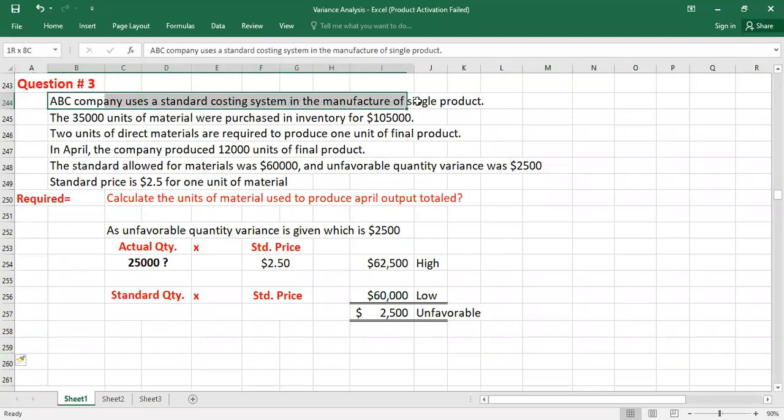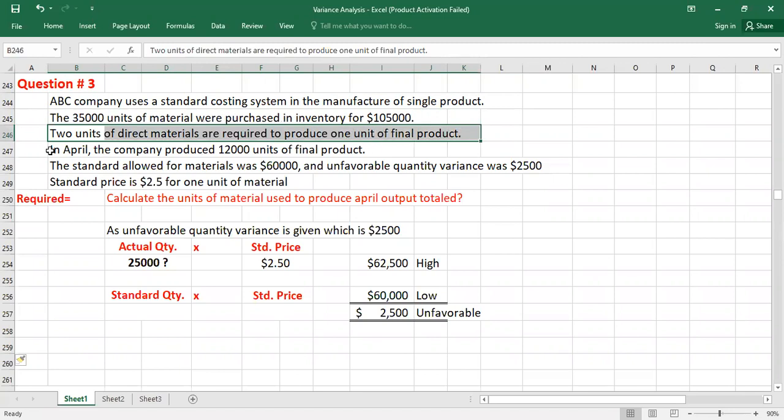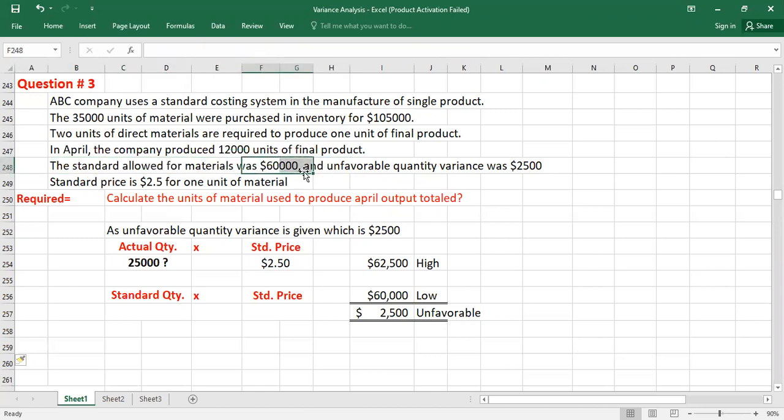ABC company uses a standard costing system in the manufacturing of a single product, and 35,000 units of material were purchased in inventory for 105,000, which is the actual data. 2 units of direct material are required to produce 1 unit of the final product. In April the company produced 12,000 units of the final product. The standard allowed for material was 60,000, like to produce these 12,000, we need a material cost of $60,000, and the unfavorable quantity variance was $2,500. Here we have the unfavorable quantity variance as well.